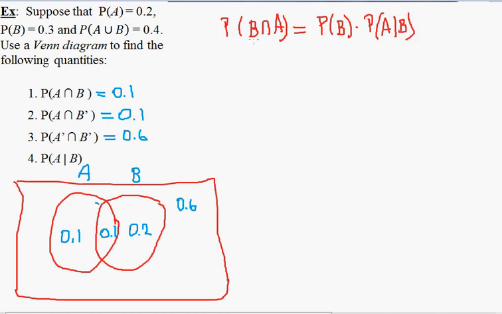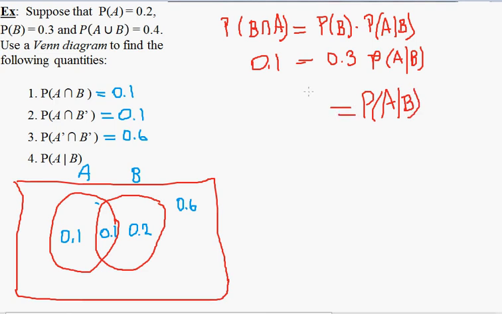That's my multiplication rule. The probability of B and A is 0.1. The probability of event B is 0.3. And that's multiplied by the probability of A given B. And so what has to happen is that the probability of A given B is going to be equal to 0.1 divided by 0.3, which is 1/3. So our final answer is 1/3.